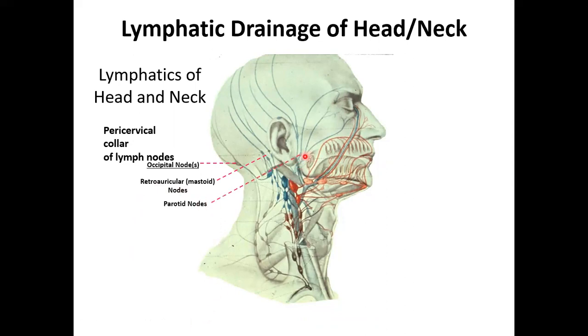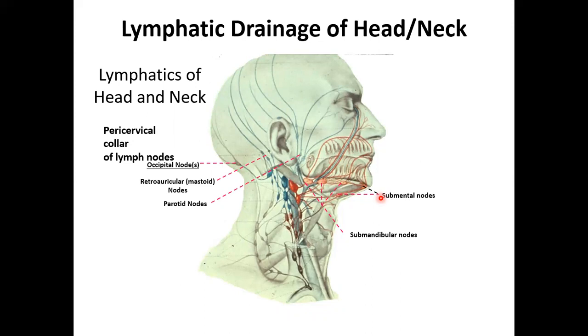Your parotid nodes are right by where your parotid gland is. So parotid nodes near where the parotid gland is. I think actually this is on top of the parotid gland. Your submandibular nodes, literally translating to below the mandible. So here are your submandibular nodes. Your submental nodes, so the tip of your chin is the mental area, so submental nodes.